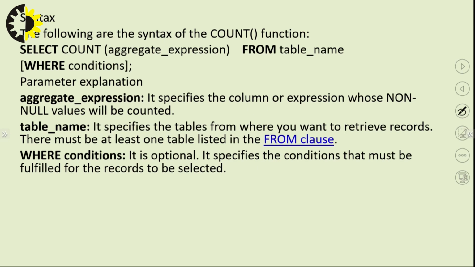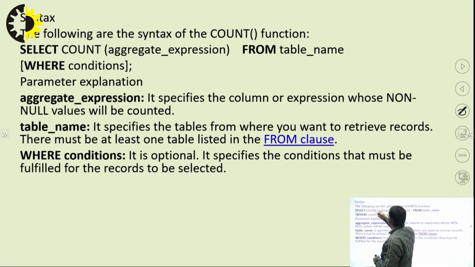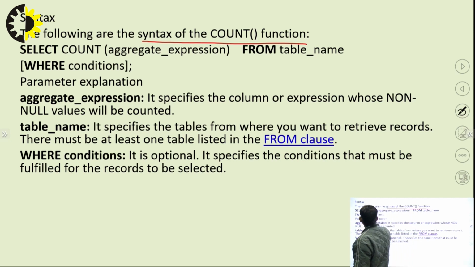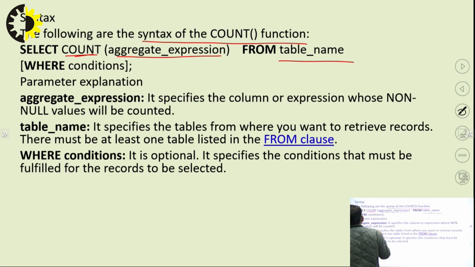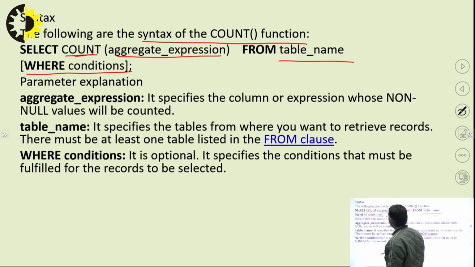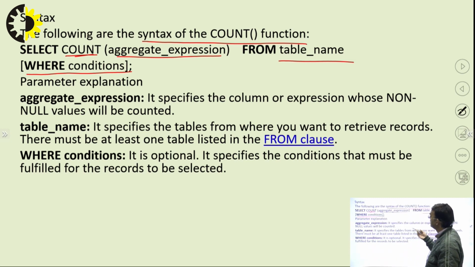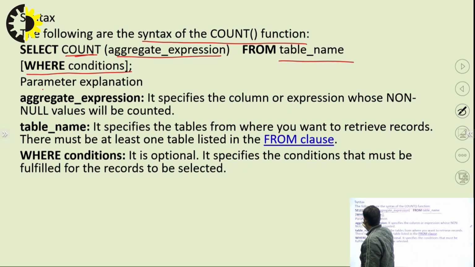What is the syntax? The following is the syntax of the count function. First we use select, then count with an aggregate expression, from, then we put the name of the table, and after the table name we put the where condition. Now we have to understand all the parameters passed here. First one is the aggregate expression. What does it stand for?